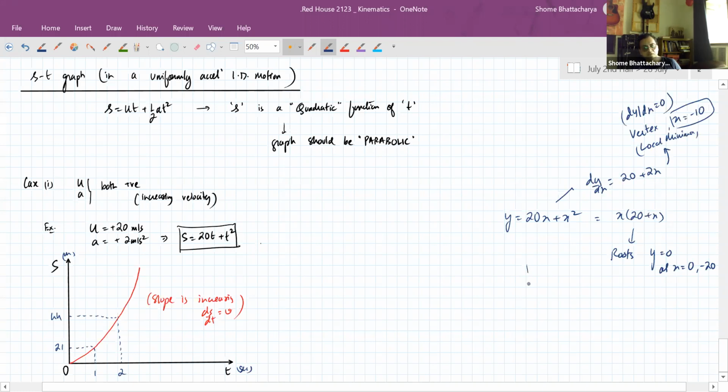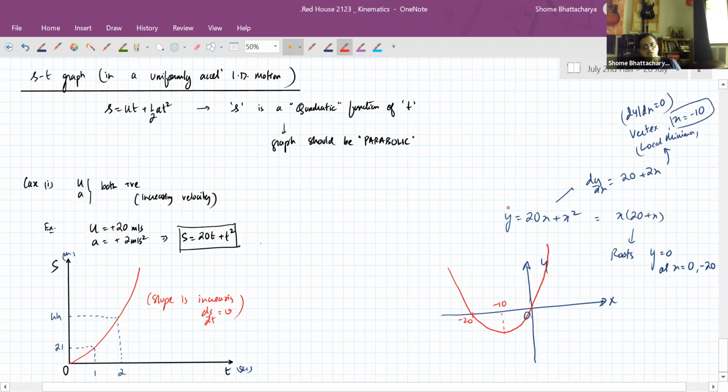So the general graph of this parabolic function or this quadratic function would look like this. But here we are not plotting y versus x, we are plotting s versus t. So we'll only take the positive side of the time axis. Okay, so it would be like this. The vertex would have been at the point minus 10. This other root would have been at minus 20.